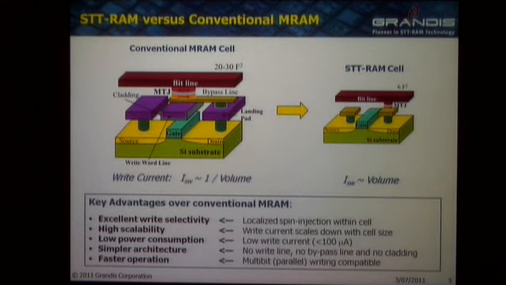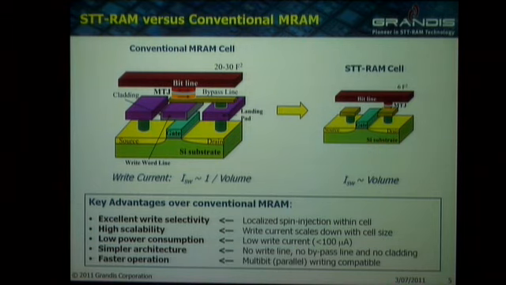I won't go through this, but this is a traditional MRAM cell and an STT-RAM cell. It's essentially a simpler architecture because you don't need this additional line here, the write word line, in order to create the field to switch the bits. We're not using magnetic fields in STT-RAM. We're using a spin polarized current going through the cell in order to switch it.